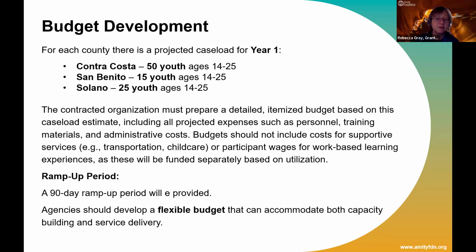The budget will be subject to a thorough review and approval by Amity Foundation and will operate on a cost reimbursement basis with monthly invoicing. So this is a cost reimbursement grant. You will submit an invoice monthly. You will be reimbursed.